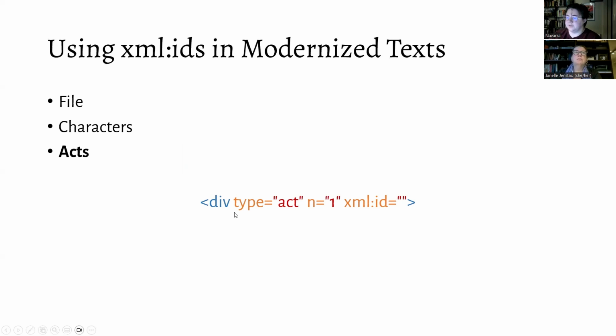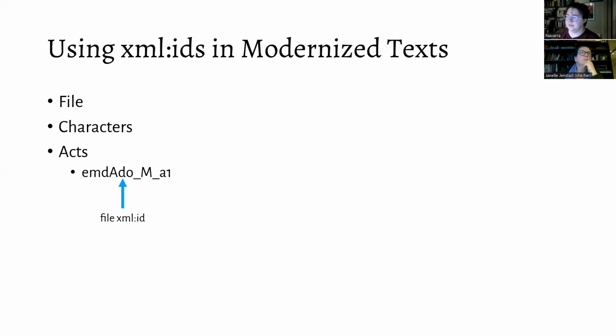Our literary divisions, our acts, get XML IDs formulated like this. Each of your acts is going to be a div element. That div will have a type attribute, and if it's an act, it will have a value of act. It will have an N attribute that numbers which act it is. This one we'll say is act number 1, and then an XML ID.